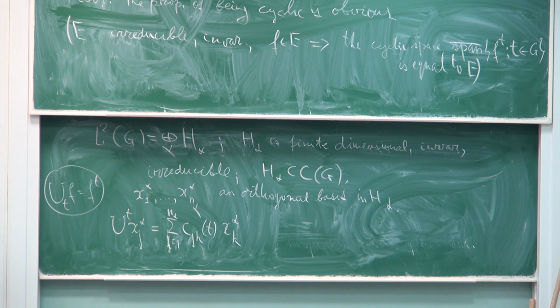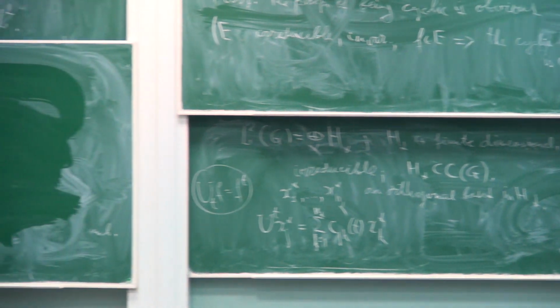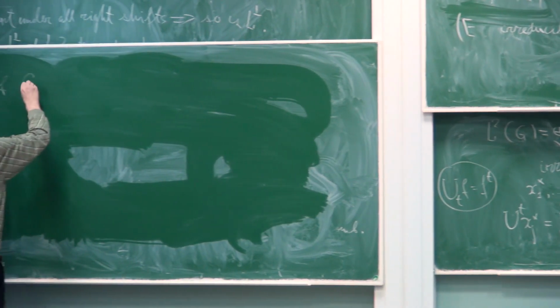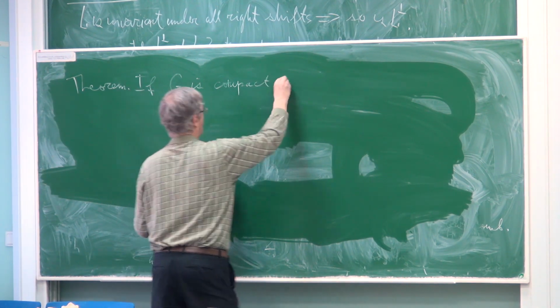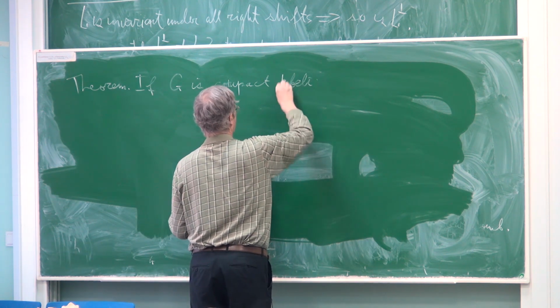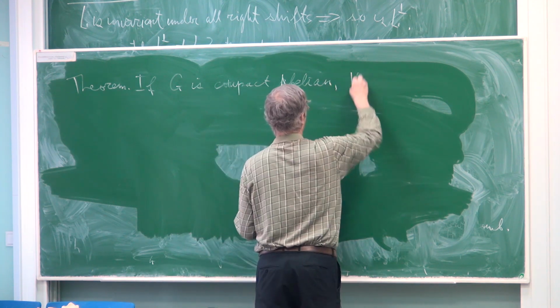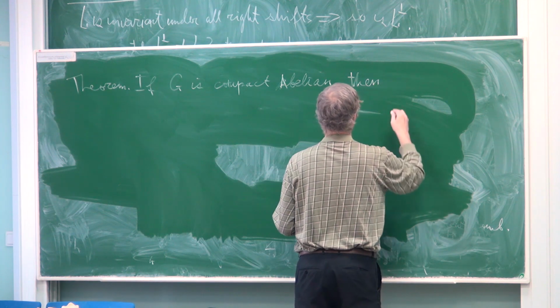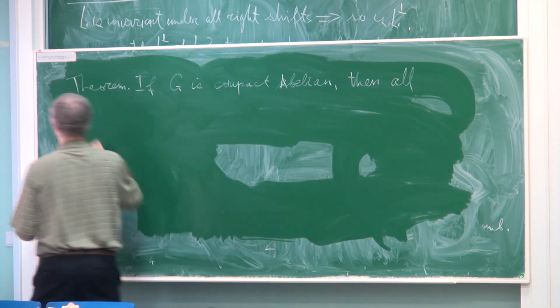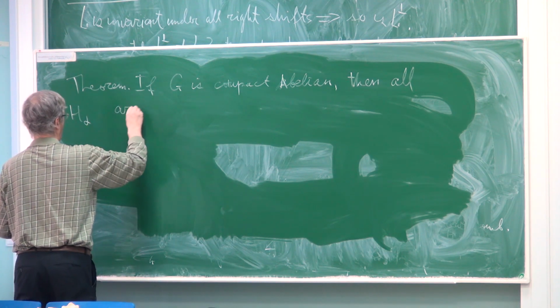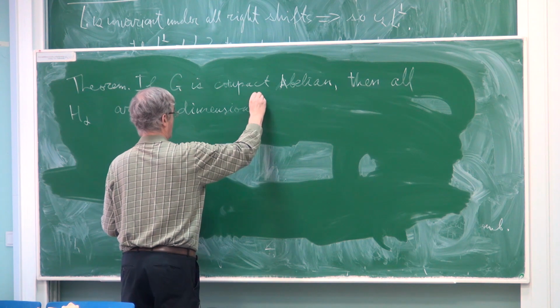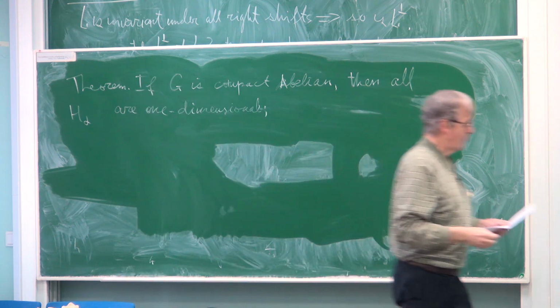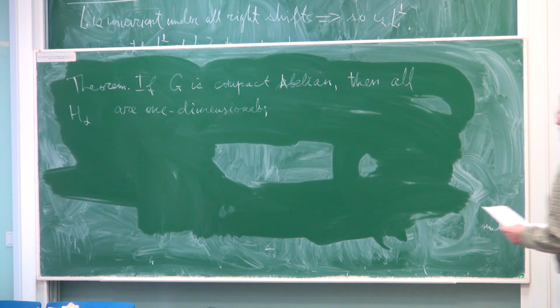So, theorem: if G is compact abelian, then all these irreducible spaces are one-dimensional. Moreover, each of them is a linear span of some character.